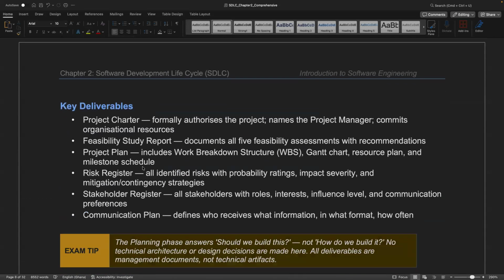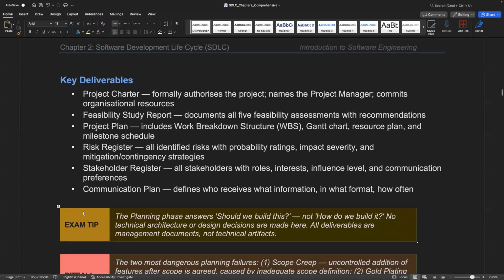So at the end of the day, we will be using this charter, which formally provides all the information that we need, and the project manager will actually present it for management to decide, which will contain the feasibility report, the project plan, the risk register, and the stakeholder register, and the communication plan, and all of that.